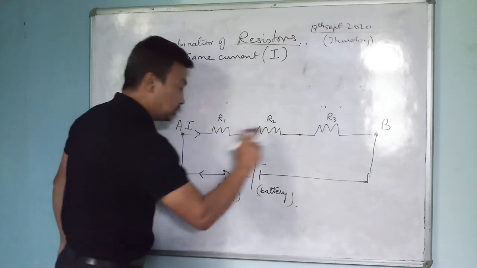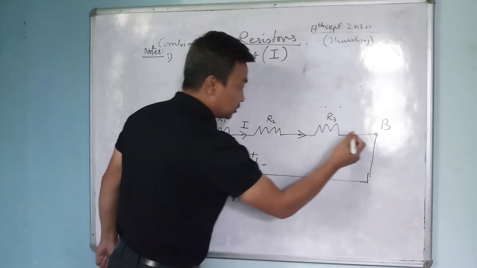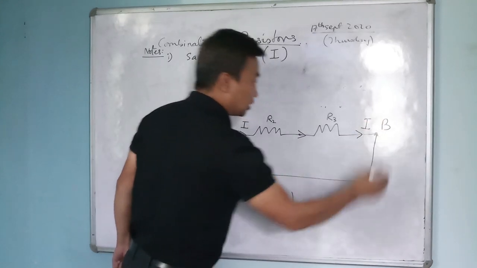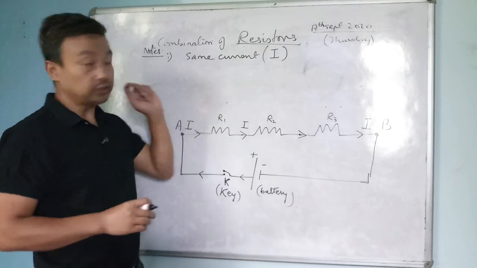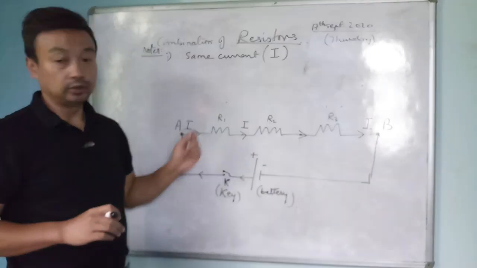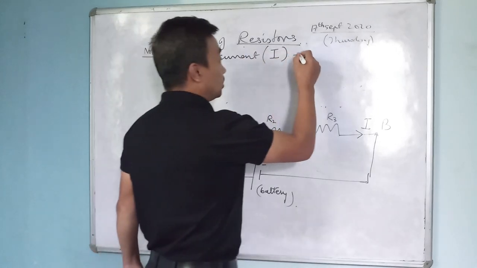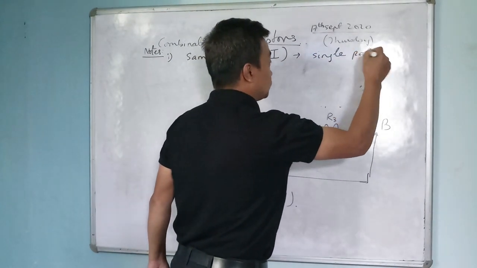See, there is a single path here. The same current will flow here. Here also the same current, and the same current will come out of the last resistor R3. So the first thing you have to keep in mind is that the same current flows through the resistors because it has a single path.